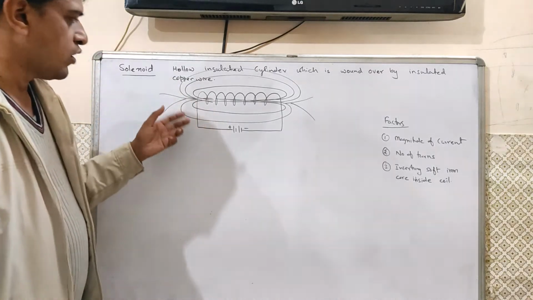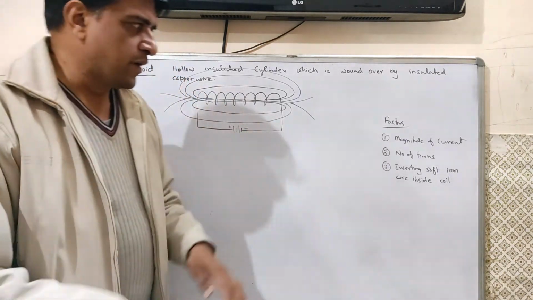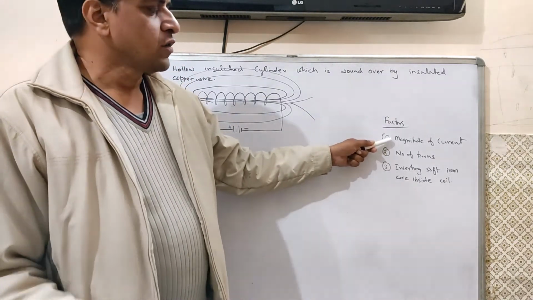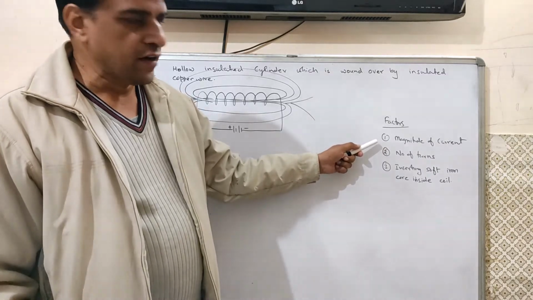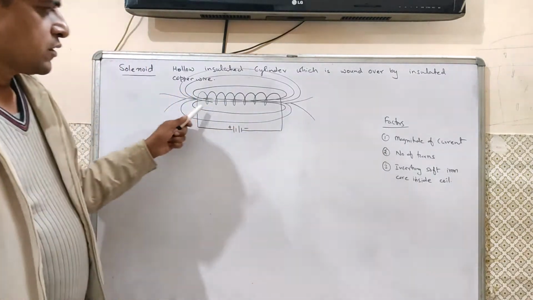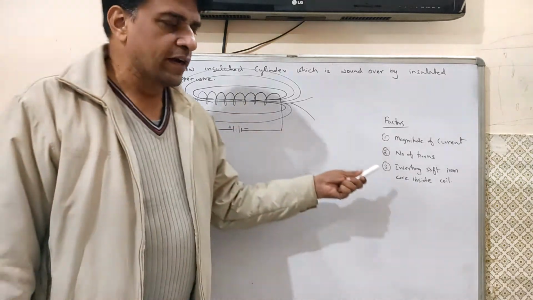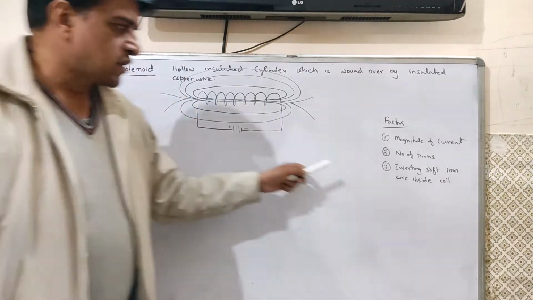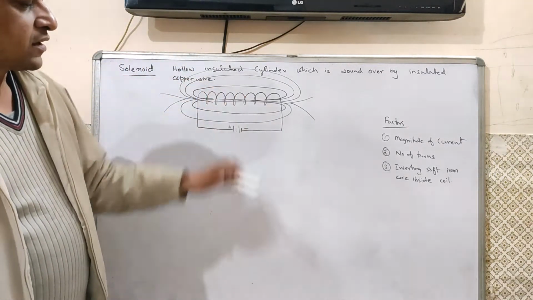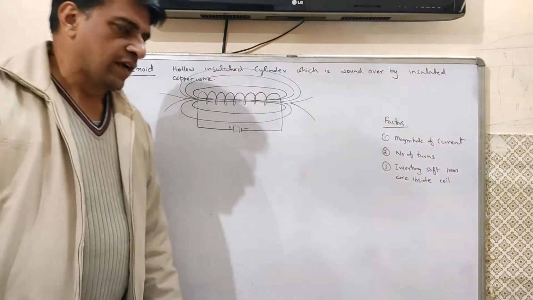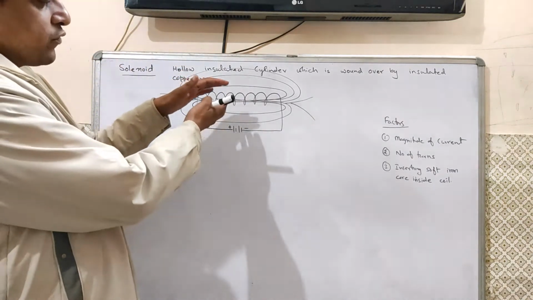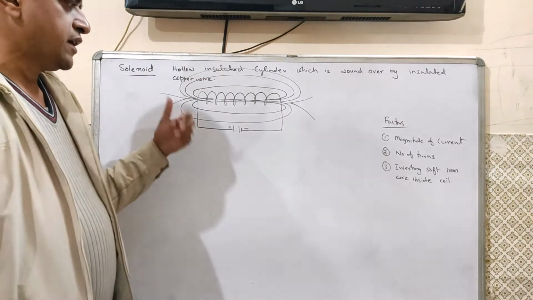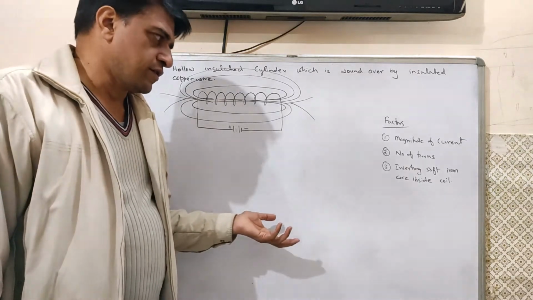What are the factors on which this magnetic field depends in the case of a solenoid? First factor is the magnitude of current. The more the current, the stronger the magnetic field. Second is the number of turns. More number of turns gives a stronger magnetic field. And third, if we insert a soft iron core inside the coil, the magnetic field which was spreading outside is now concentrated at the central part, and in this way the magnetic field becomes stronger and stronger.